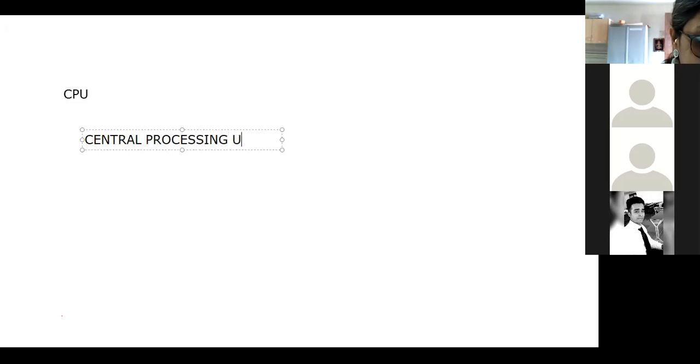Central Processing Unit. Okay, so Central Processing Unit is the heart of the microcontroller. Without Central Processing Unit, microcontroller cannot work. Without heart, we cannot live, isn't it? So without CPU, there cannot be a microcontroller. Therefore, Central Processing Unit is called as a heart of the microcontroller. Now, can you tell me what will be the function of the Central Processing Unit?